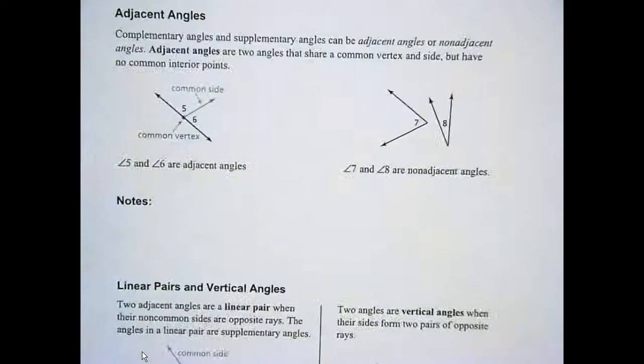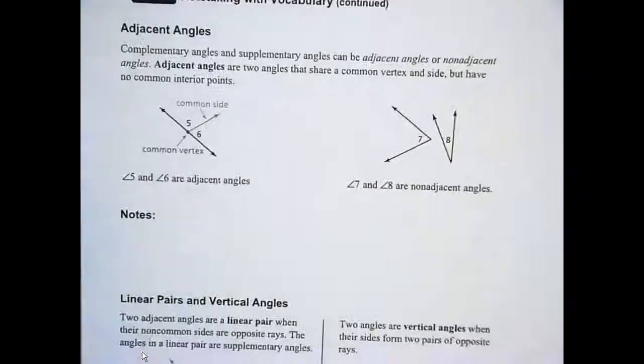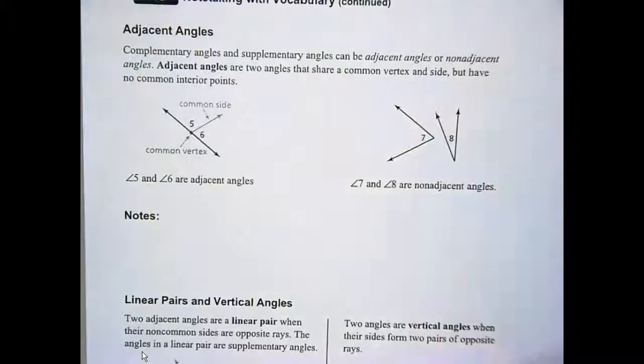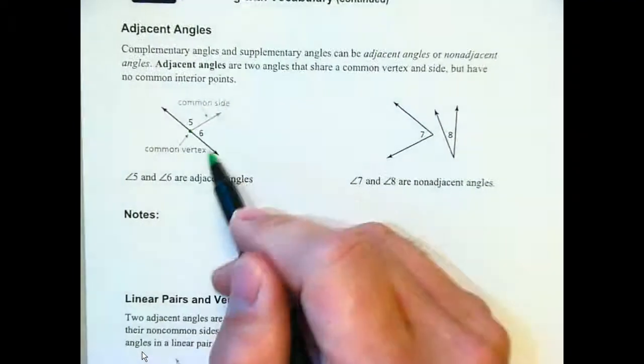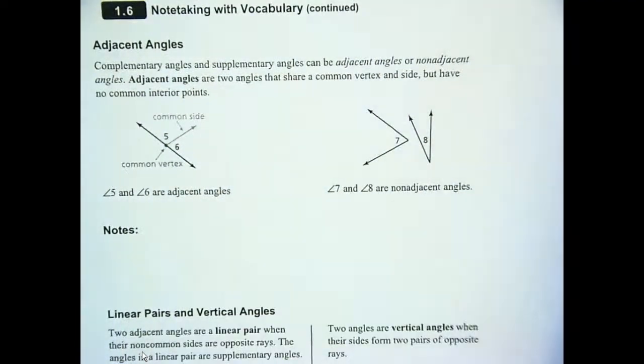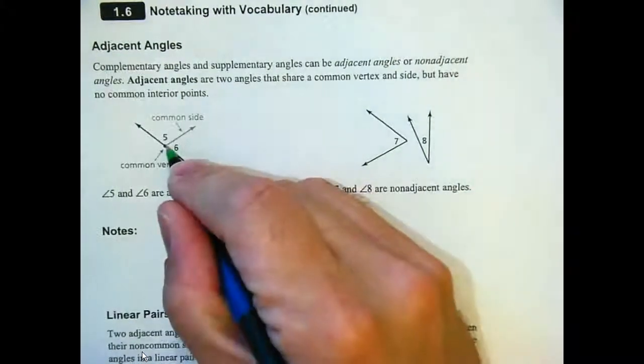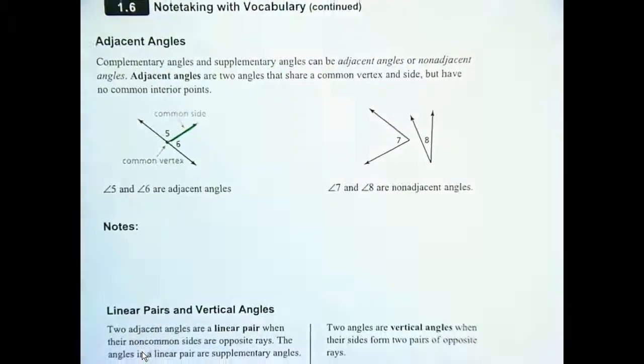Next page, on the next page, they show you some adjacent angles. Adjacent angles are just angles that lie next to you. They're like neighbors. If you live in a neighborhood, the person that lives adjacent to you is your neighbor. You share a property line. Adjacent angles share a side. Okay?